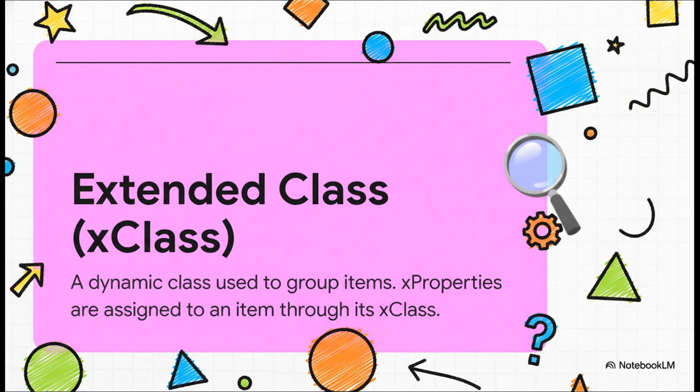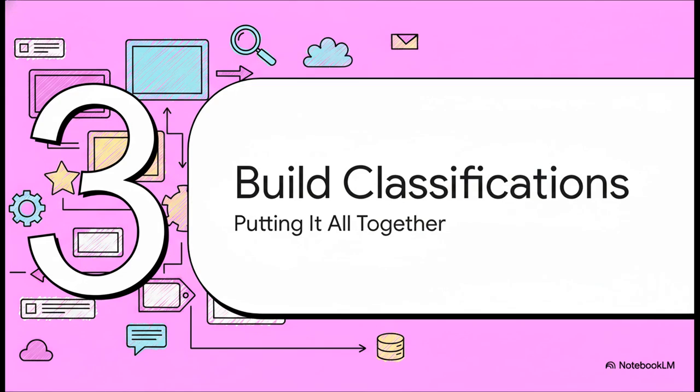Then you have extended classes, or X classes. These are basically your custom file tabs. They're what let you group related items together. So you could make an X class for mechanical components, another for high voltage electronics. You get the idea. It helps you organize everything logically. Okay, so we've got our custom sticky notes, our X properties, and our file tabs, our X classes.